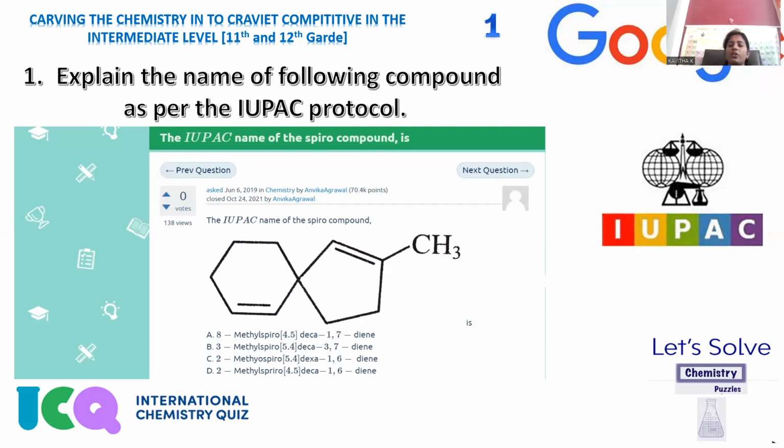Spiro compounds are joined by only one carbon. Fused bicyclic systems are joined by two carbon atoms. Here, these two rings are joined by one carbon, so we can say it is a spiro compound. This spiro compound has two double bonds and a methyl side chain on one ring. We need to give the appropriate name for the given compound as per the IUPAC. IUPAC stands for International Union for Pure and Applied Chemistry.